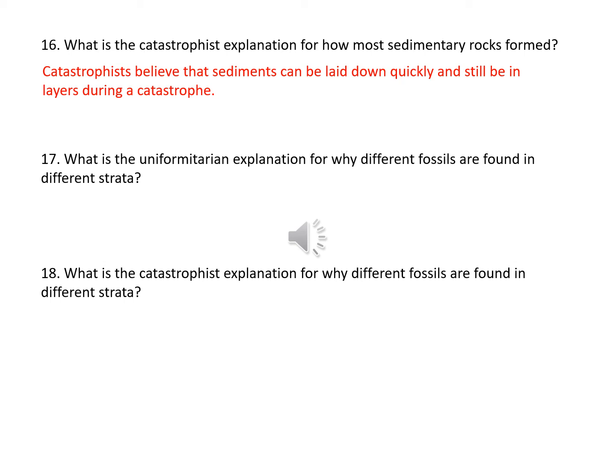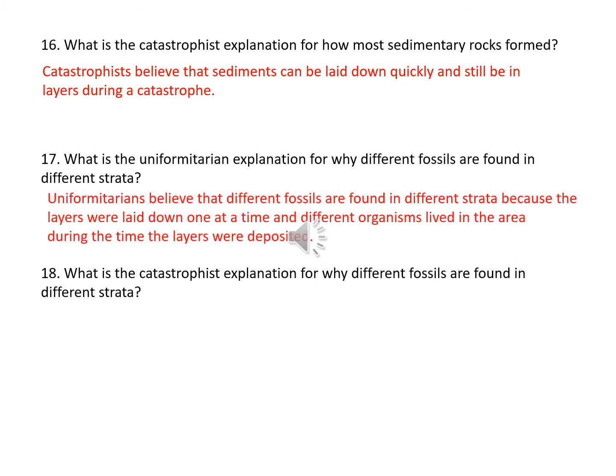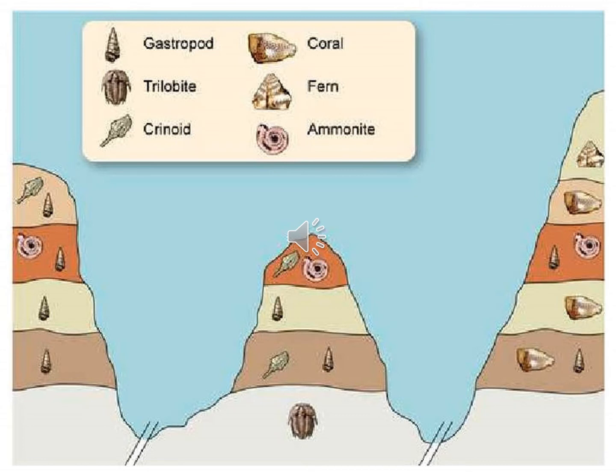Number 17, what is the uniformitarian explanation for why different fossils are found in different strata? Uniformitarians believe that different fossils are found in different strata because the layers were laid down one at a time and different organisms lived in the area during the time the layers were deposited. We'll go back to our diagram. And so according to uniformitarians, each layer represents a different historical time period in Earth's past.